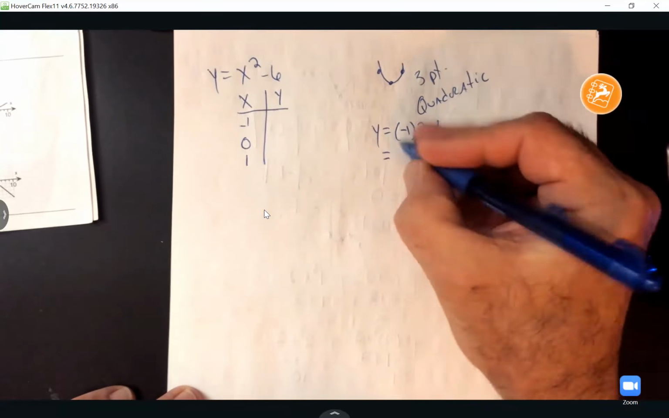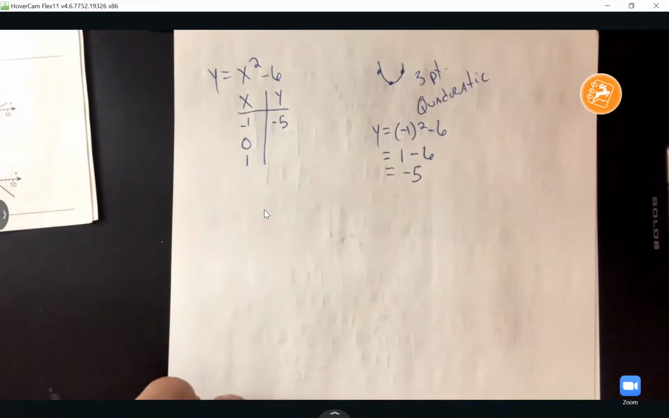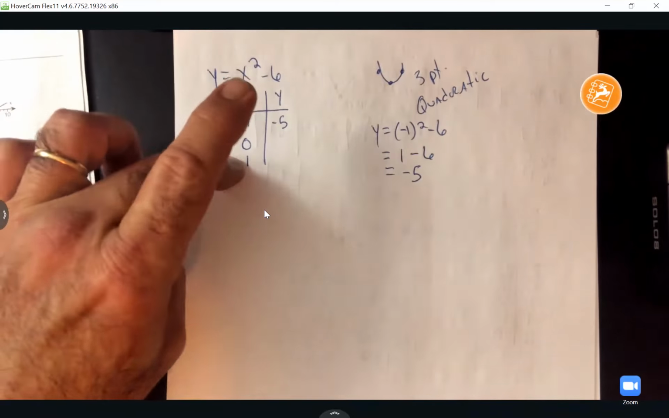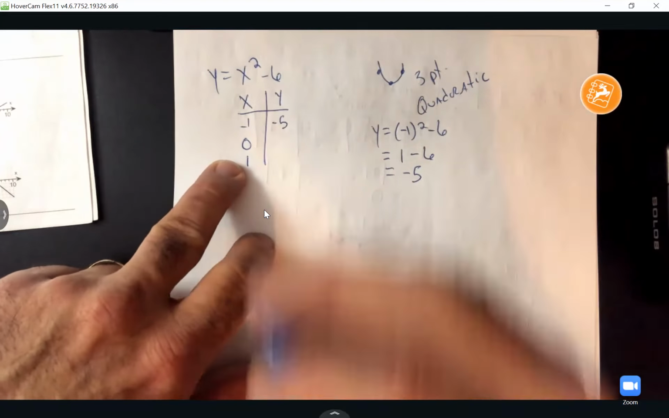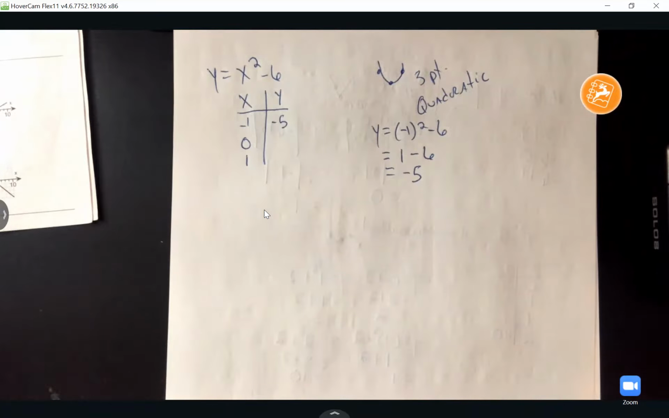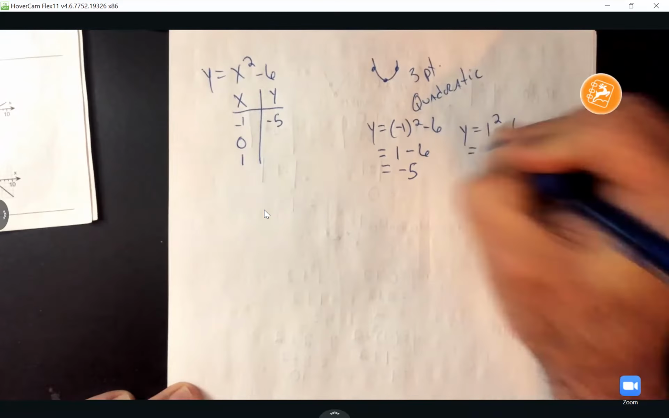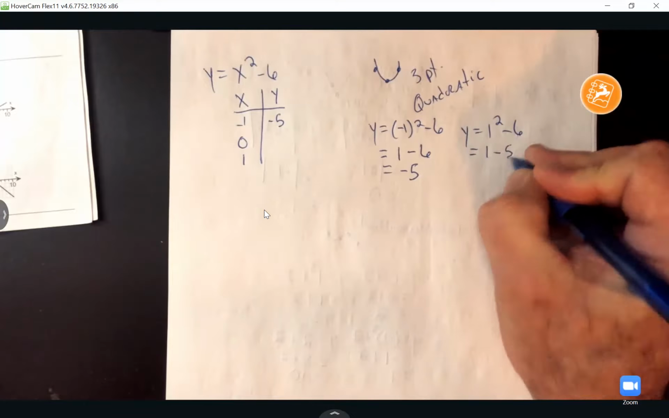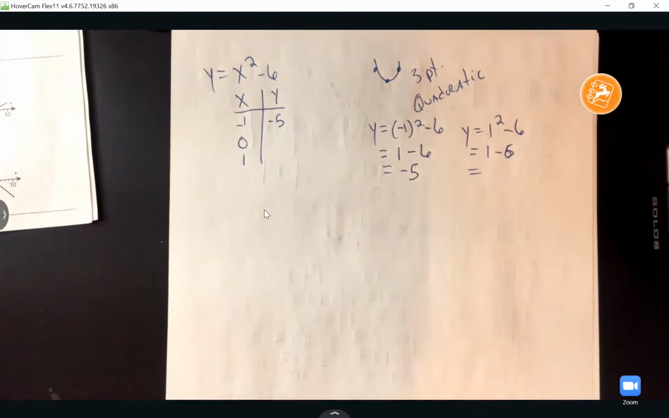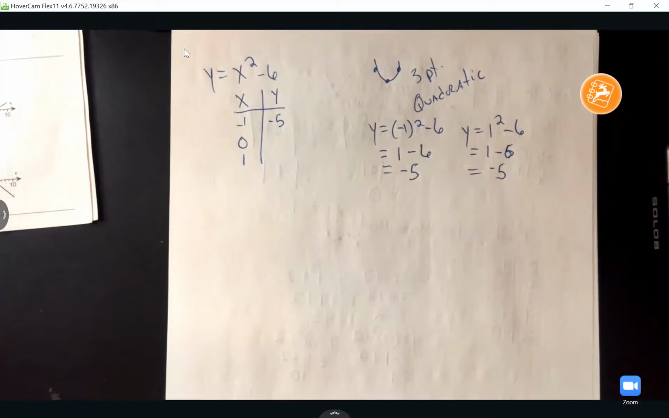All right, y'all, so here we go. Negative 1 squared is 1. 1 minus 6 is negative 5. Well, check this out. Since negative 1 gave me negative 5, what's positive 1 going to give me? Well, we put a 1 in for the x, right? 1 squared is 1. So you get 1 minus 6, and 1 minus 6 is negative 5. Yeah, chat had it. So good job.